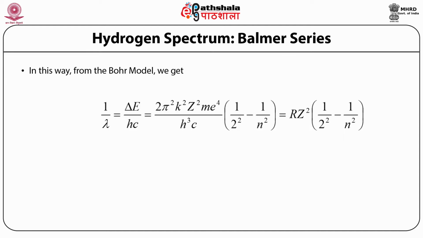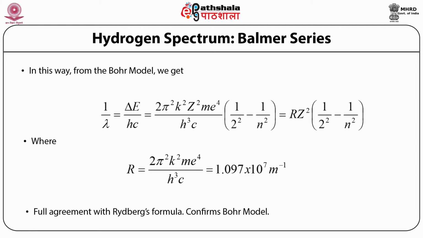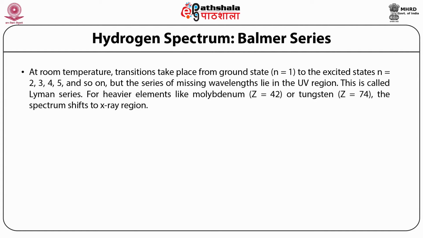And you straight away get the value of the Rydberg constant in terms of the atomic parameters. And this really is in full agreement with Rydberg's formula, and this also confirms the Bohr model. It says that Bohr's model is correct. At room temperature, the transitions take place from the ground state to the excited states. The series of missing wavelengths for these transitions lie in the ultraviolet region. This is called the Lyman series.